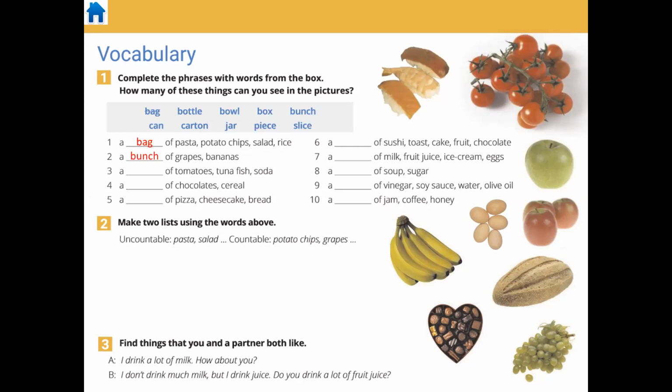Open your notebooks, grab a pen, and write down the answers for 3 through 10. Let's have about 40 seconds to finish this.